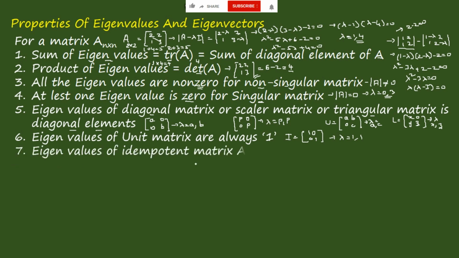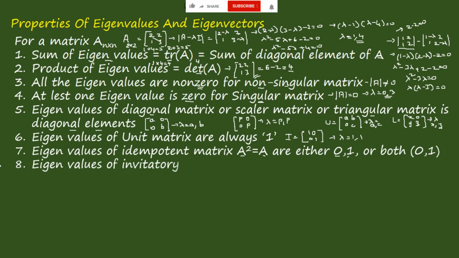Eigenvalues of an idempotent matrix, A square is equal to A, are either 0, 1, or both 0 and 1. Okay. In the case of an idempotent matrix, A square is equal to A. Eigenvalues are 0, 1, or both 0 and 1. Come to the next one. Eigenvalues of an involutory matrix, A square is equal to I, are either 1, minus 1, or both 1 and minus 1. Okay. In the case of an involutory matrix, A square is equal to I.